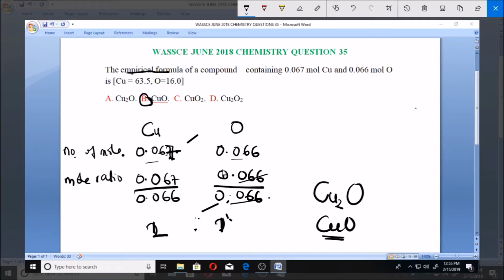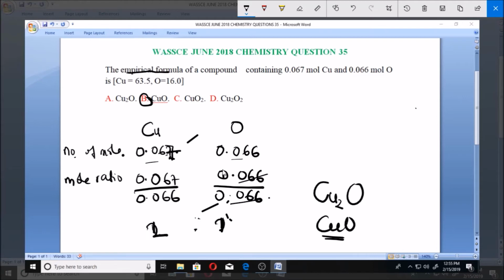But in this case, we have 1 on either side. So we don't have to put 2 or 3 or anything. So it has to be CuO, because Cu is 1 and O is 1. So that's how you go about this.